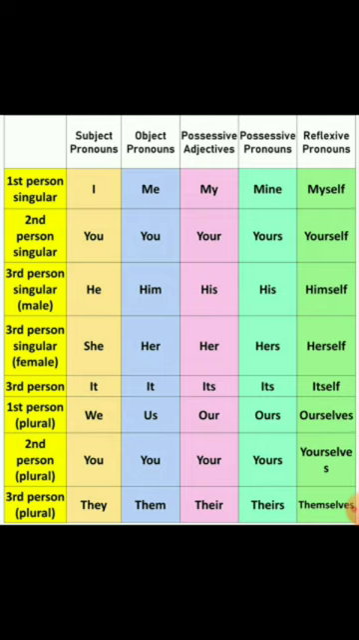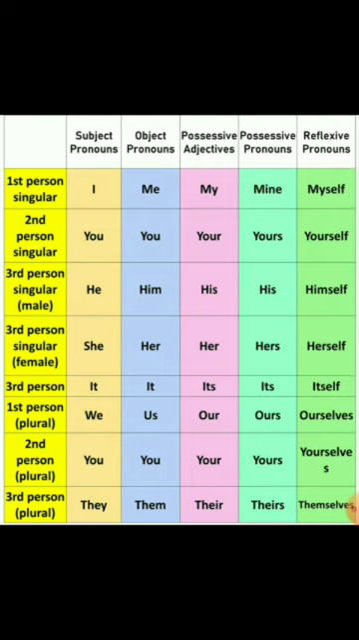The next one is distributive pronouns. Each, either, and neither are called distributive pronouns because they refer to persons or things one at a time. Note that a distributive pronoun is always singular, and as such it should be followed by a singular noun and verb.